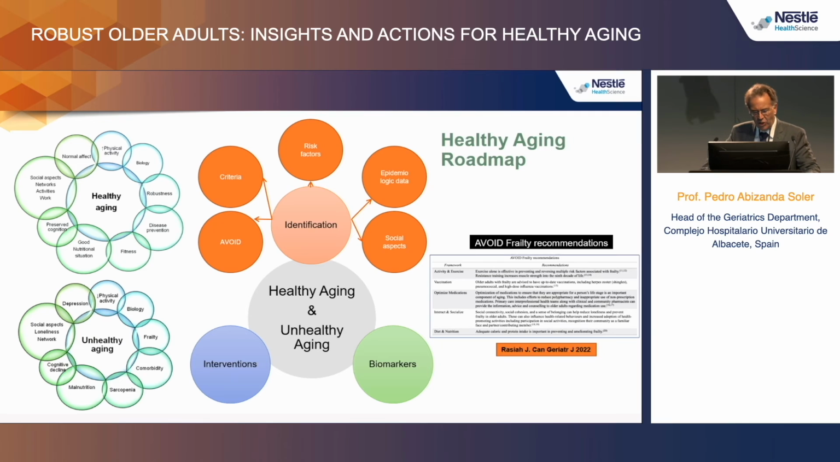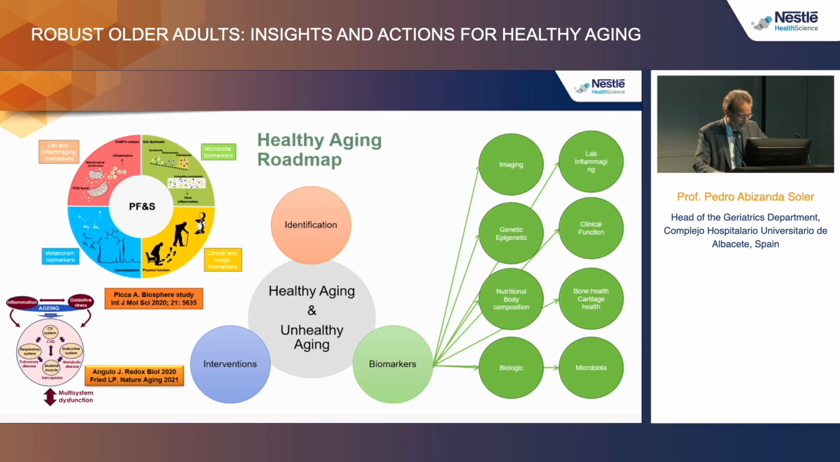Regarding identification, we need not only to say what is healthy aging, but probably from a medical point of view, what is frailty and healthy aging also. And we will need to take a look at criteria, risk factors, epidemiologic data, social aspects, and some things to avoid to become frail and not reach disability and dependency.